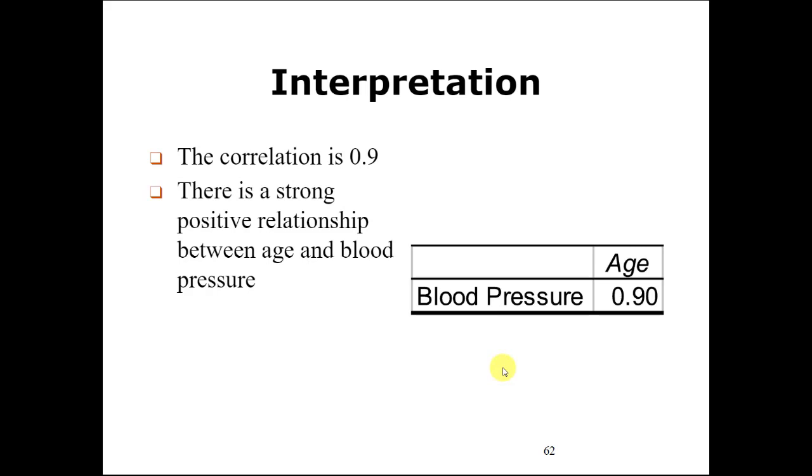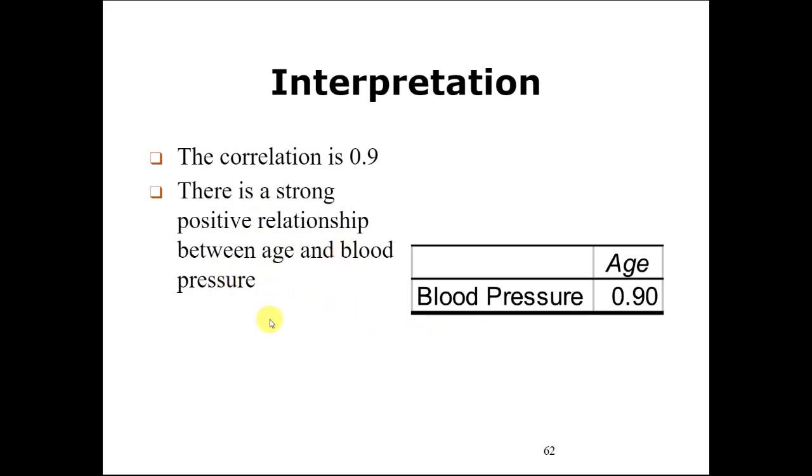Now, as I said, the correlation coefficient is calculated for you. You will not have to calculate it yourself in this class. And you will usually see it in terms of just output. So here we have the correlation coefficient is 0.9. And we can say that there is a strong relationship between age and blood pressure.